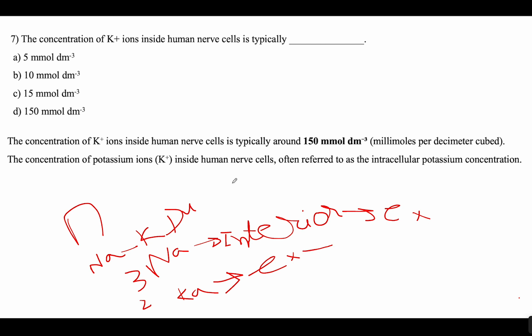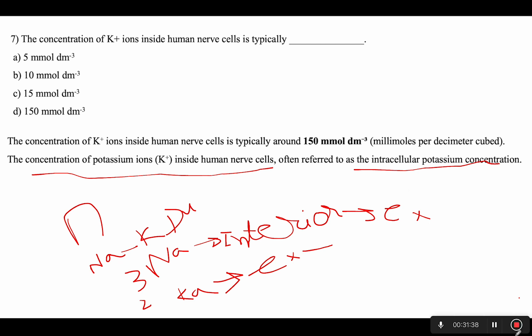The concentration of K plus ion inside the human nerve cells is typically 150 millimoles per decimeter cubed. The concentration of the potassium ions inside the human nerve cell is known as the intracellular potassium concentration. The intracellular potassium concentration is more compared to the intracellular sodium concentration.